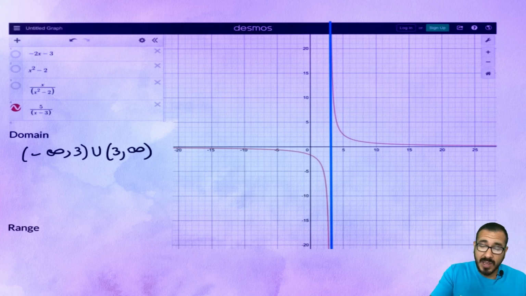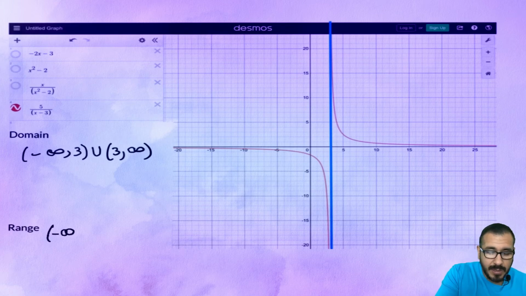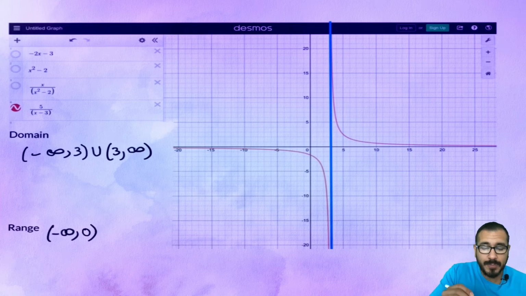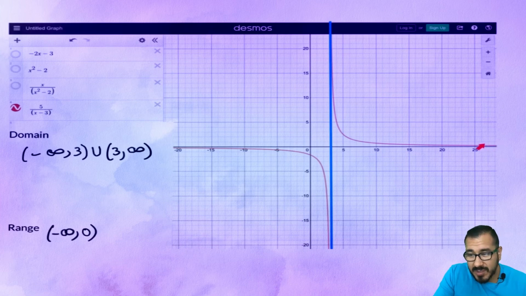So for our range, how low is our graph going? Well, it's going all the way down to negative infinity. So it goes from negative infinity, and it's going up, and it's getting really close to 0, but we said it doesn't touch. So because it doesn't touch, we have our open parentheses, but then we have this gap, right? Because at y equals 0, this line right here, our x-axis, it never touches. But where does it start back up? Well, it starts back up very close to 0, and then it goes all the way to positive infinity.